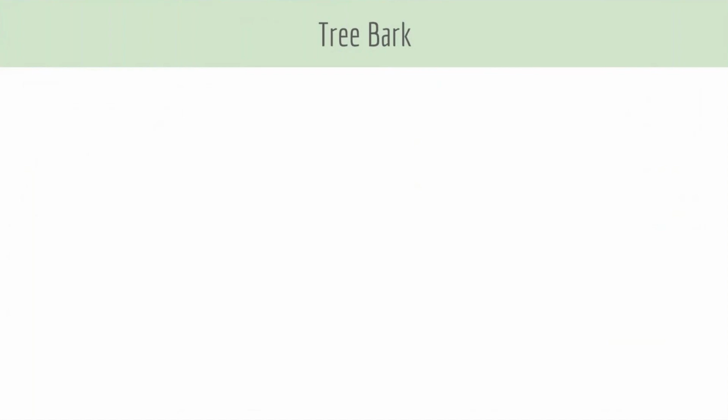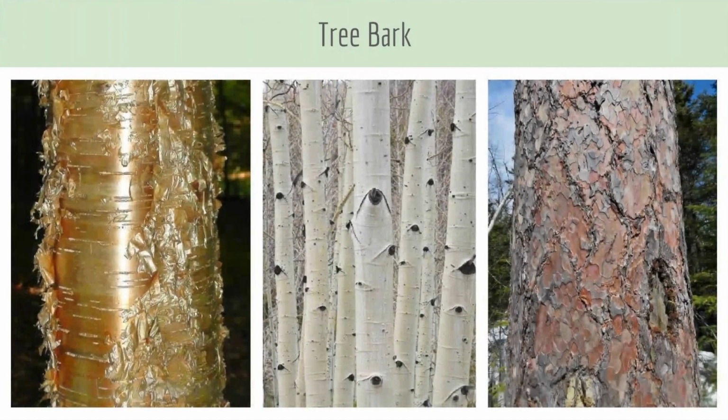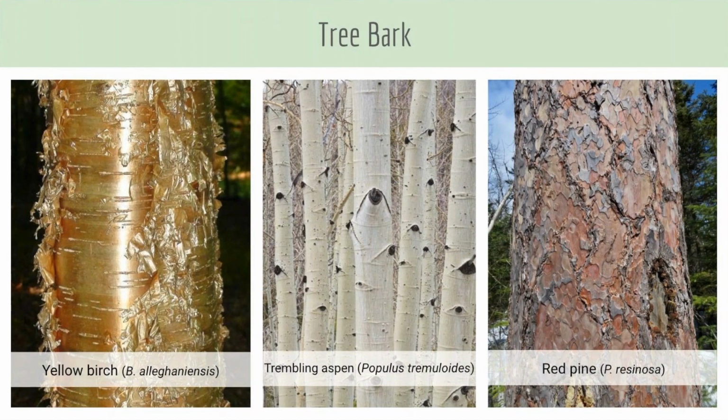Bark can be challenging, but there are some key things that give it away. That's the color, its texture, whether it's flaky, peels off in strips, or if it's smooth, and even the patterns in the ridges. So with yellow birch, its bark is very bronze, a little bit shiny, and it'll peel off in strips. For trembling aspen, it's white and very smooth, and then with red pine, its scaly bark will flake off.